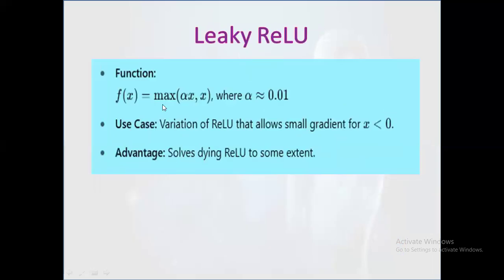Next, leaky ReLU. Here we take f of x equal to maximum of alpha x comma x, where alpha is a small constant like 0.01. This is a variation of ReLU that allows a small gradient for x less than or equal to 0.